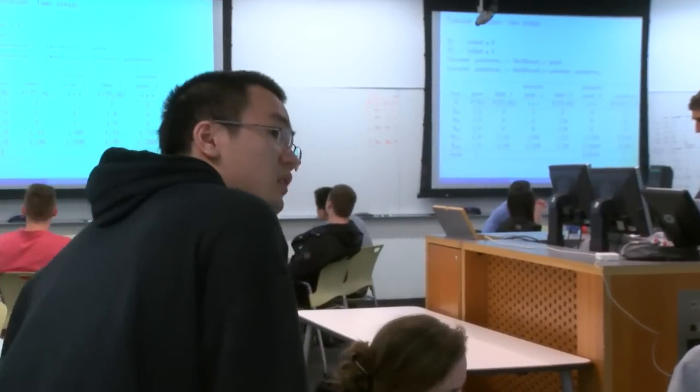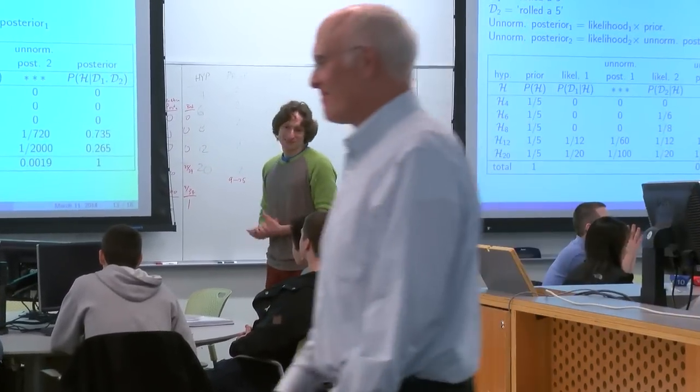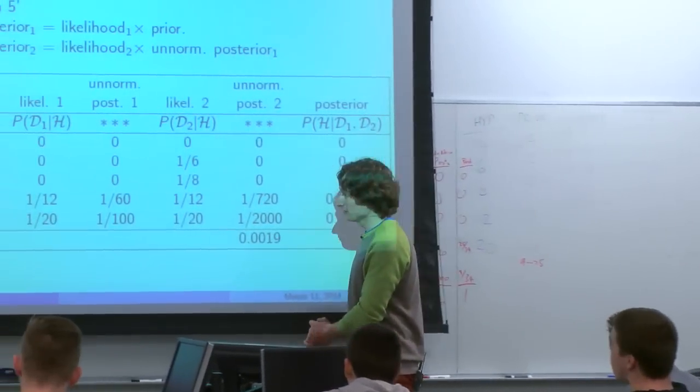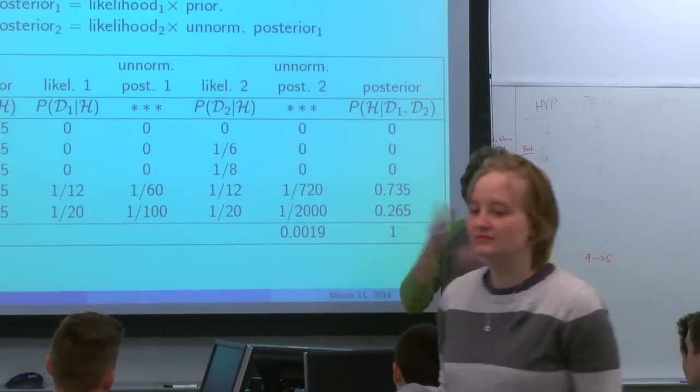Some people cited the commutative property of multiplication. That made me very happy. So when we do the 9 and then the 5, it looks just like what I did with the 5 and the 9, except the likelihood columns are flipped.